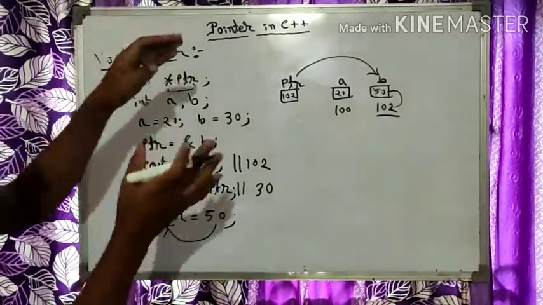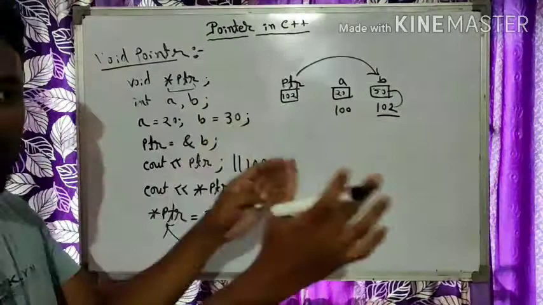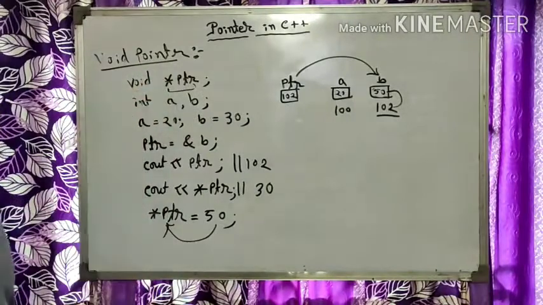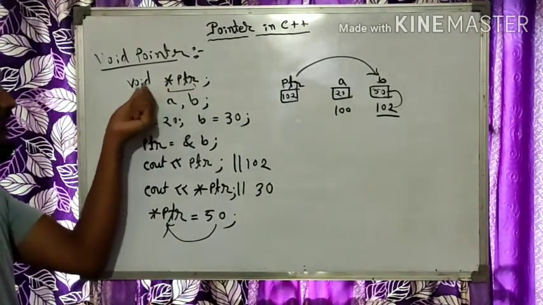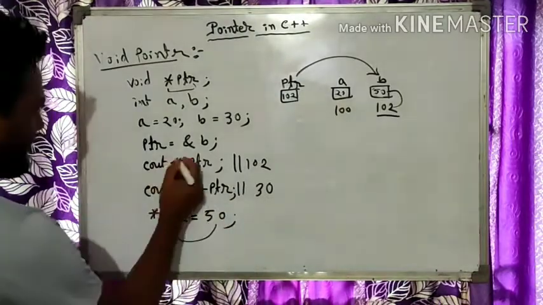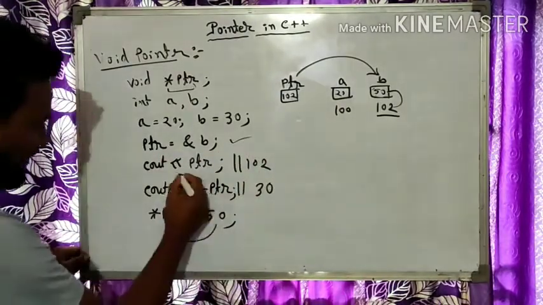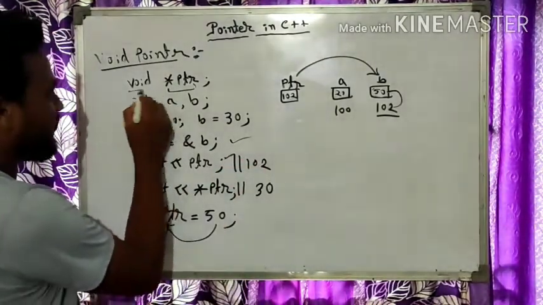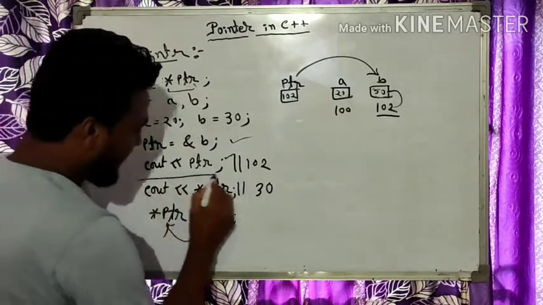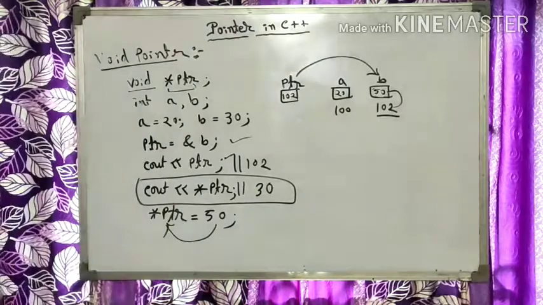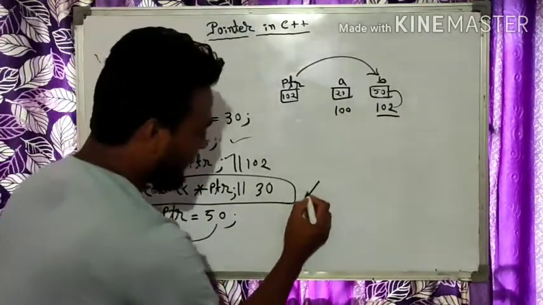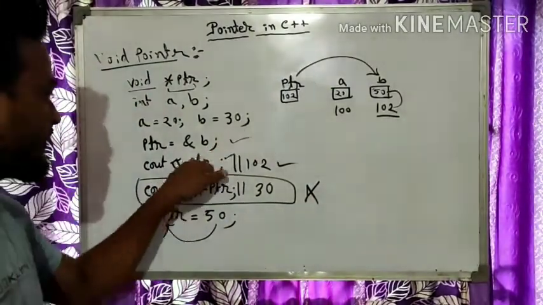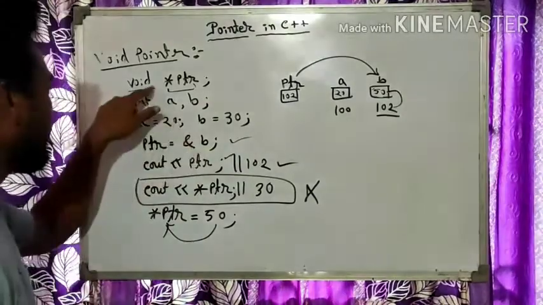When your pointer variable is of one data type and your normal variable is of another data type, in that case we will make the pointer variable type void. Then this statement will be executed successfully. Even here you will get it correctly, but when you make this pointer void, you will get an error in this statement. Here you will successfully get the address for this pointer, that is 102. This statement also will be executed when you declare it as void.